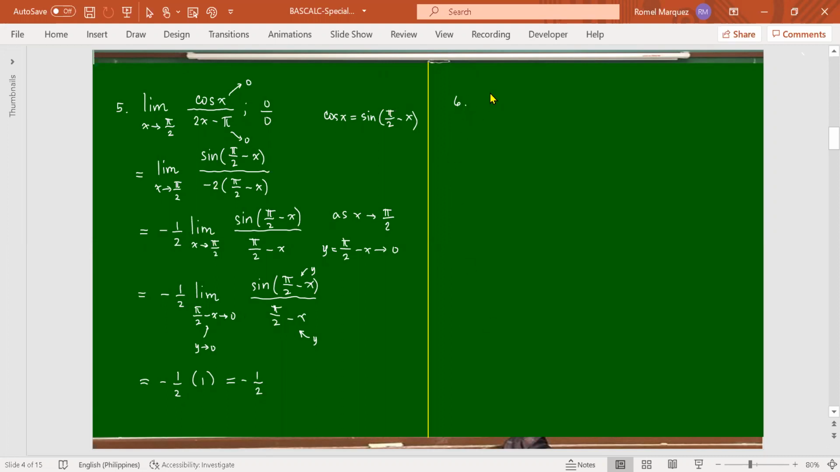Number 6. I have limit of e to the 3x minus 1 all over x as x approaches, let's say 0. E to the 0, 1. Minus 1, this is going to be 0. So indeterminate, no? Naku, ayaw na yatang, exhausted na sila.